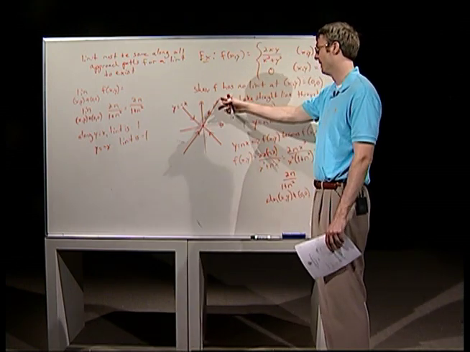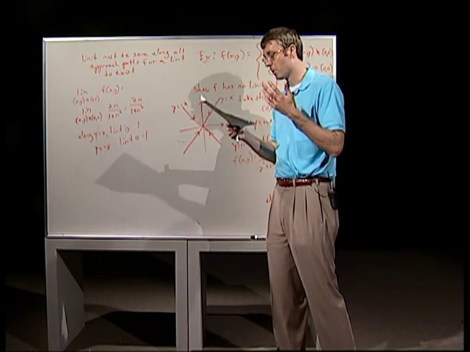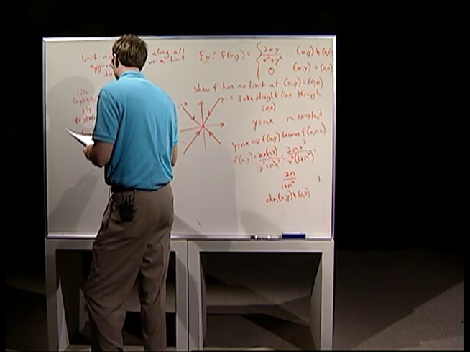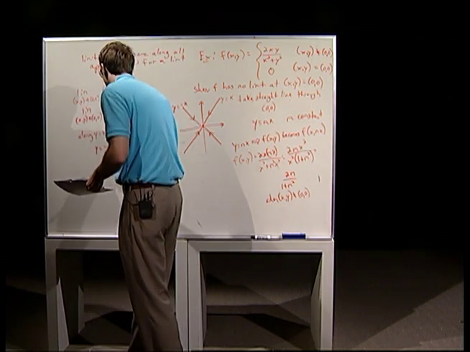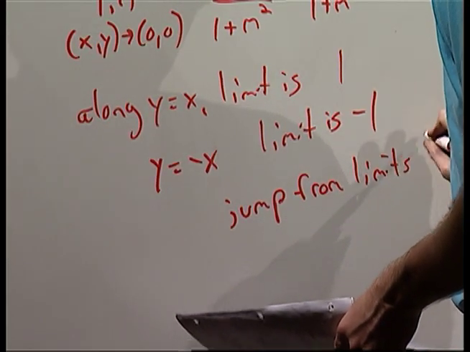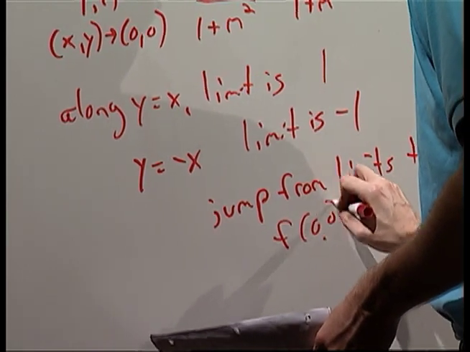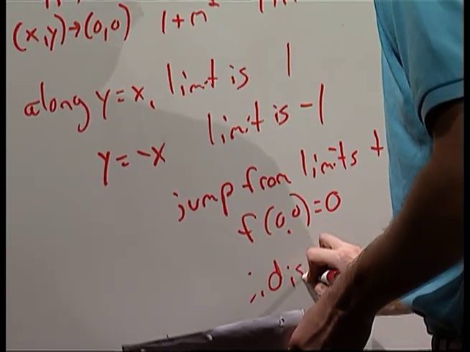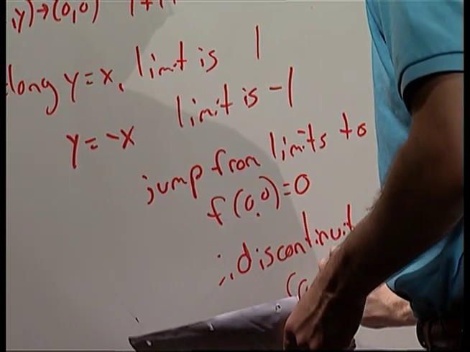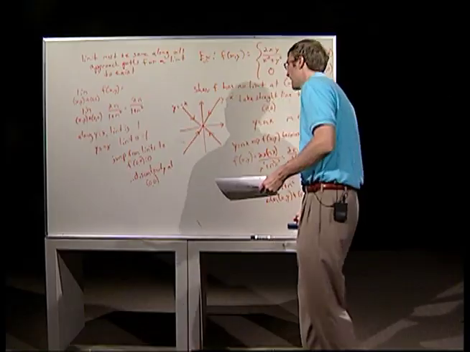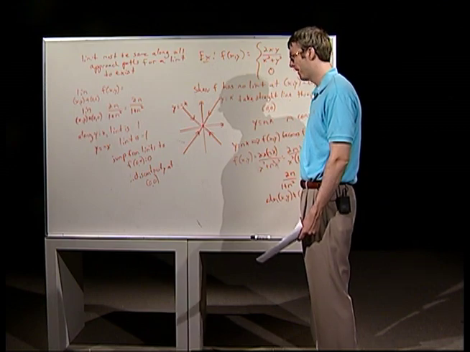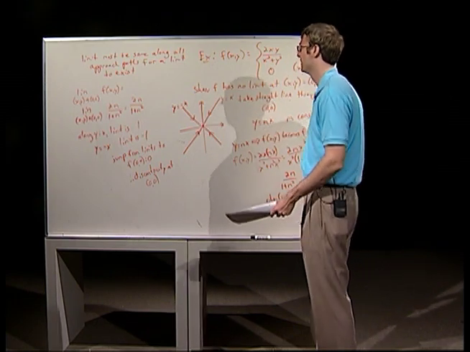And so there is a discontinuity in this function. There's a drop there, so there's a jump. There's a discontinuity, a jump from these limits to f of 0, 0, which is 0. Therefore, there is a discontinuity at 0, 0. Right? Kind of like a funnel almost there. If you look at the graph, you'll see what I'm talking about.